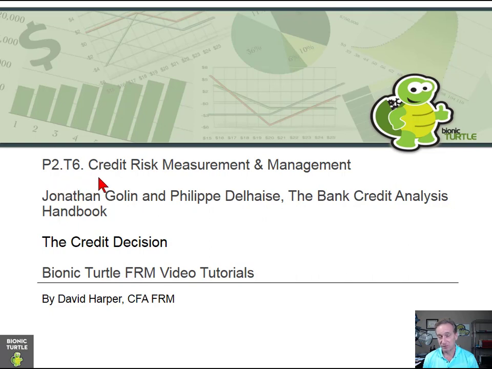6. Topic 6, of course, is Credit Risk Measurement and Management. And the first reading that is assigned is from the book Golin and Delhaize, the Bank Credit Analysis Handbook. This is a book that's been in the FRM for a few years, but not too many years. So we have some seasoning, but we don't have a lot of what I call seasoning in the syllabus, meaning a track record from which to say what we could expect to be tested or not.